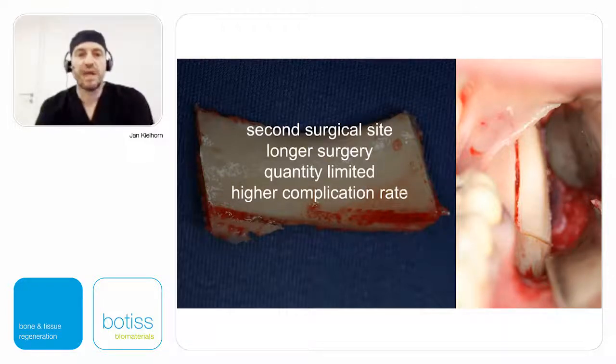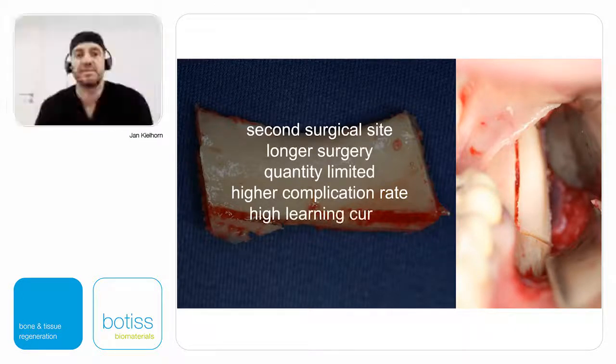You have a higher complication rate because of all the complications that will occur when taking out the bone block, like bleeding, like nerve lesion, like soft tissue problems that might occur. All these complications you will not have if you don't have that second surgical site.